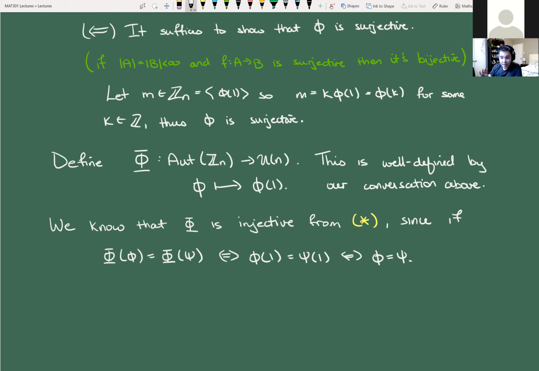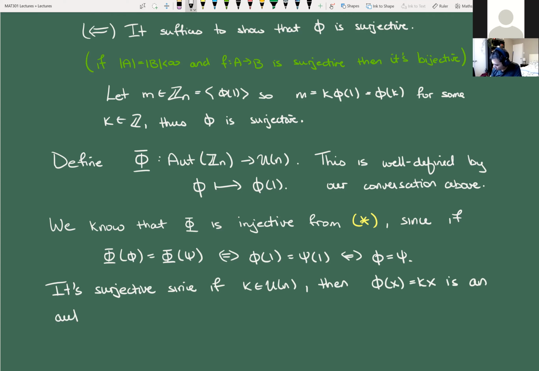It's surjective, and here I actually do need to prove both because I don't know what the size of the automorphism group of Zn is. I've claimed that it's bijective. I mean, we really should, I think in this case, prove it. But again, that's obvious. It's surjective since, if, let's say, k is in Un, then phi of x equals kx is an automorphism.